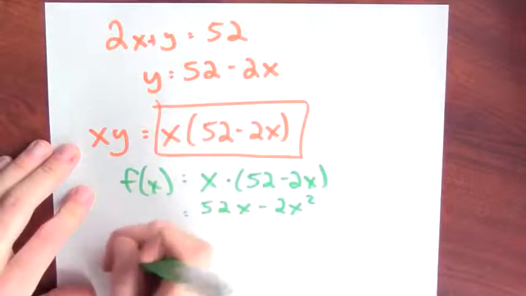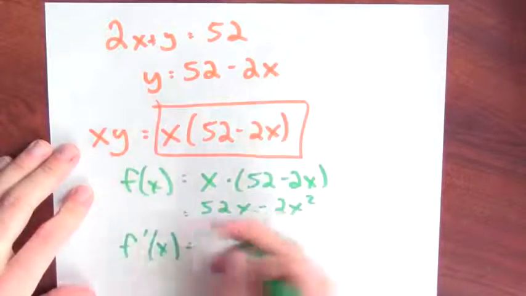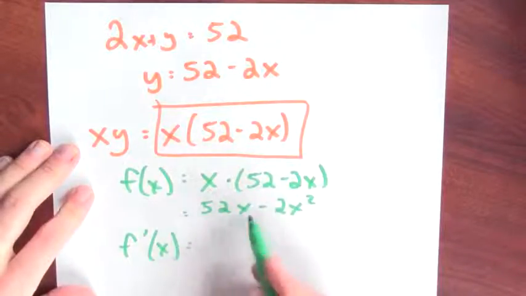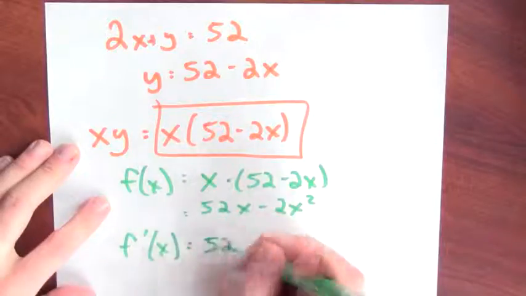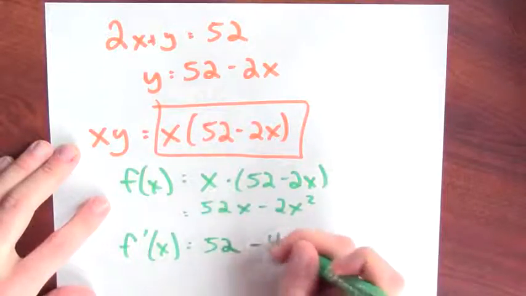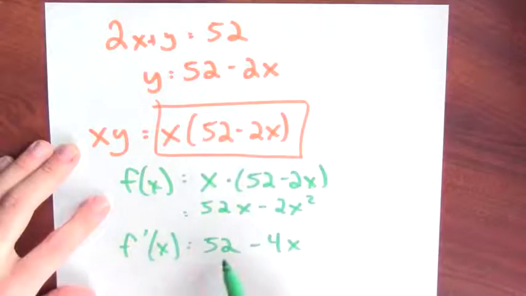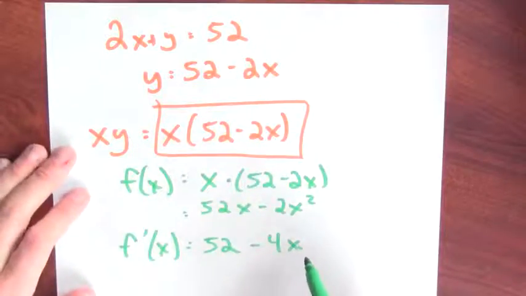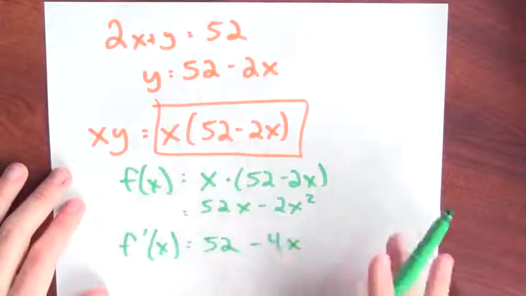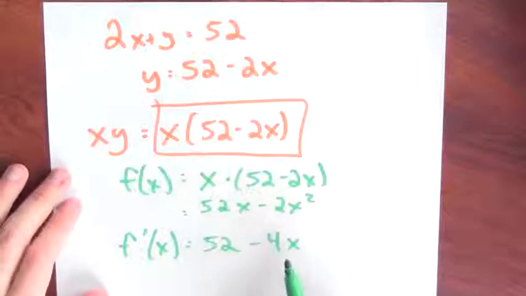Now I can calculate the derivative. The derivative of f is the derivative of 52x minus the derivative of 2x squared. The derivative of 52x is just 52. The derivative of 2x squared is 4x. So the derivative of f is 52 minus 4x. Now the critical points are places where the function's derivative vanishes or the function's not differentiable.